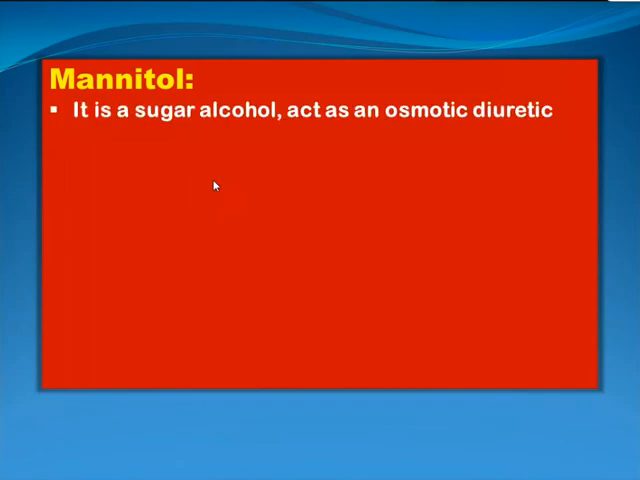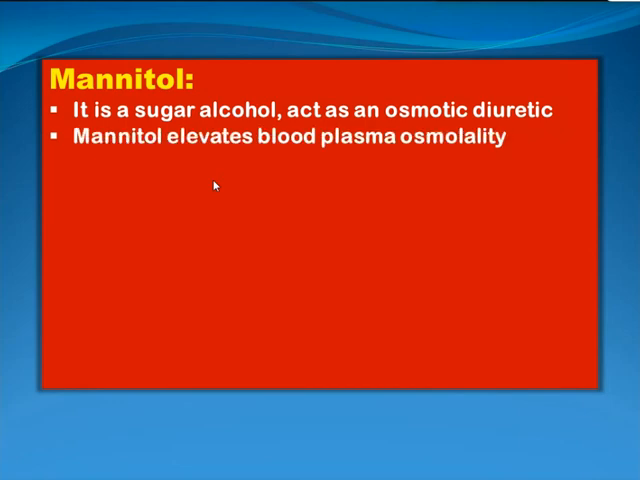More information about mannitol, 20%. As I said, it is an osmotic diuretic. The active ingredient is called sugar alcohol. And it will elevate the blood plasma osmolality because it is hyperosmolar. So the primary action is to increase the plasma osmolality. When the plasma osmolality increases, what will it cause? Anyone can tell me? A shift of fluid from the intracellular to the extracellular compartment.